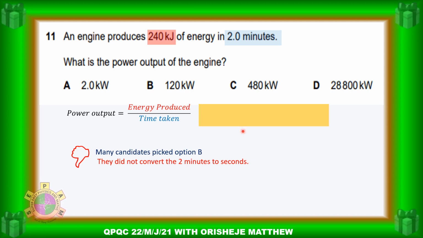So let's do the conversion. If you convert it to seconds, 2 minutes is the same as 120 seconds. Instead of dividing by 2, you are going to divide by 120 seconds, which gives 2000 joules per second, which is the same thing as 2 kilowatts. So the actual answer is A. Let's look at the next question.